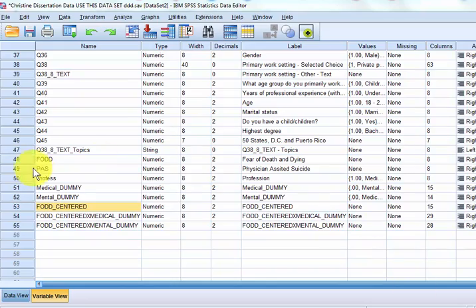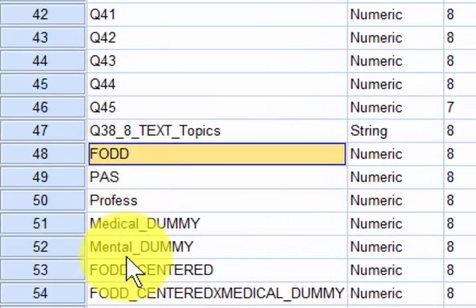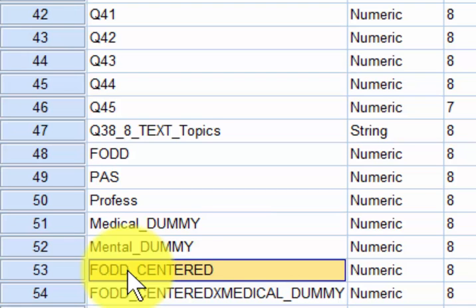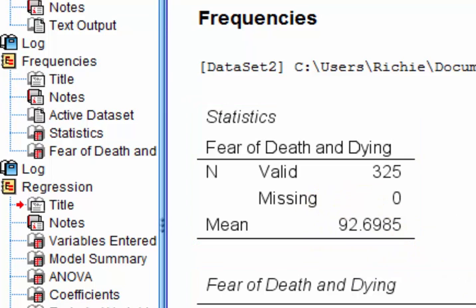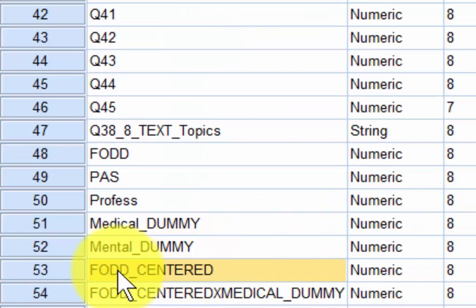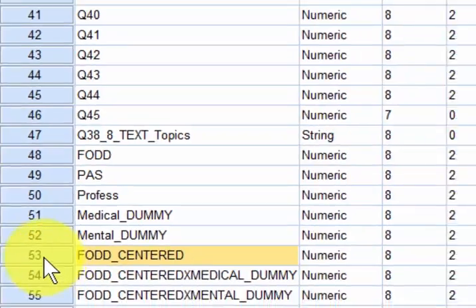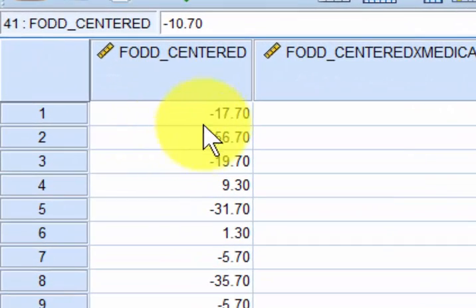Okay, first of all, there's the fear of death. That's your IV. I centered it. All that means is I found the mean of fear of death, which was around 92.7. Let me double check on that. Yeah, there it is. So the average was 92.7. When I centered that, for every fear of death, fear of dying score, I subtracted 92.7. So the data in there is pure variance. This first one was negative 17 below the mean, negative 56 below the mean, and the positives were above the mean. Okay, so that's the centered.